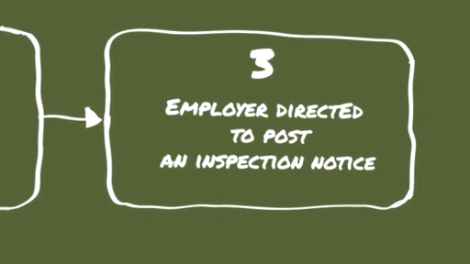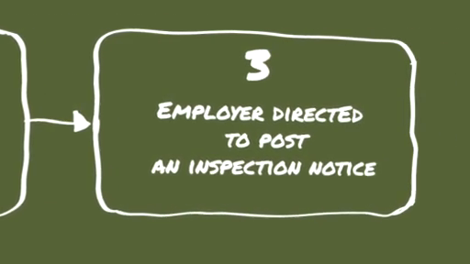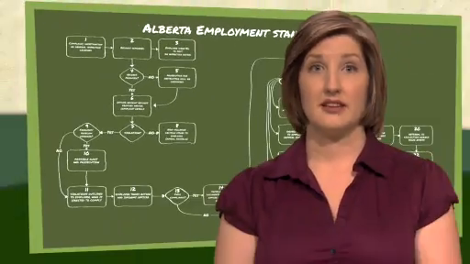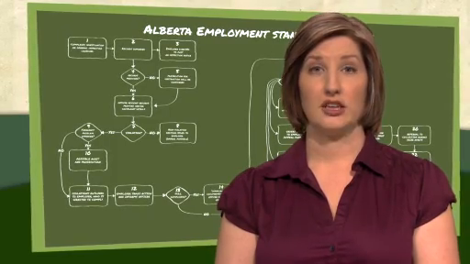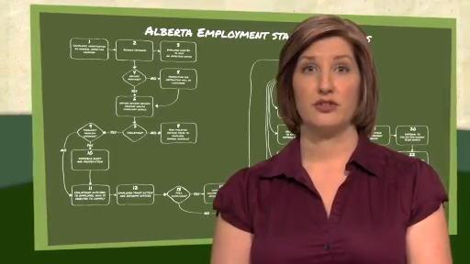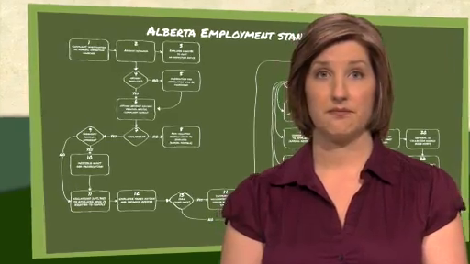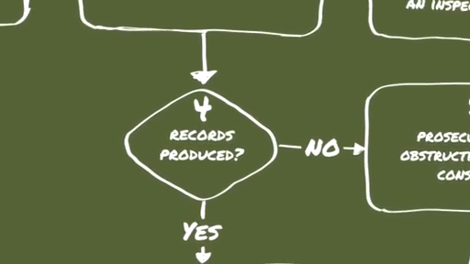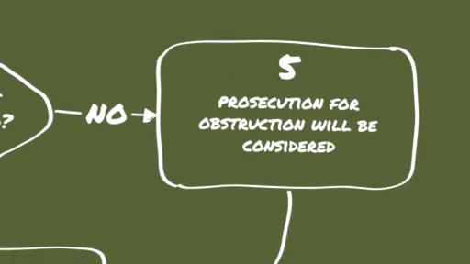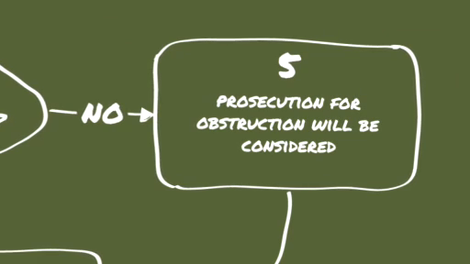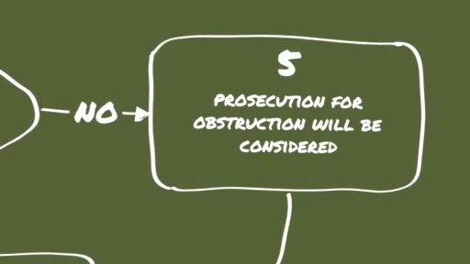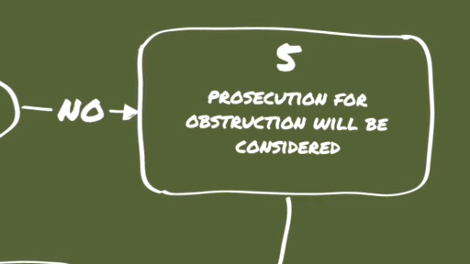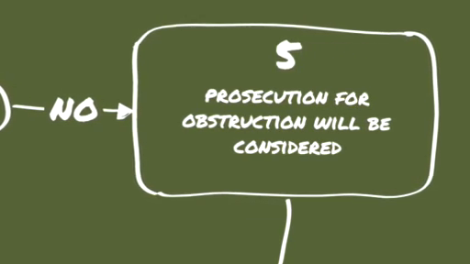The officer also provides the employer with an inspection notice to be posted in a prominent location at the worksite. The notice indicates that an inspection or investigation is underway and must not be removed until the project is complete. The investigation continues when the employer provides the requested records. Prosecution through the courts will be considered for obstructing an officer, falsifying records, making a complaint to an officer knowing it is untrue, or failing to comply with a notice of officer.